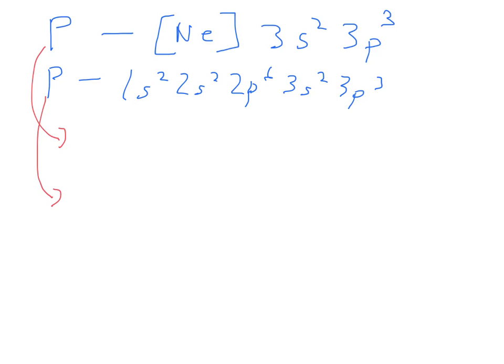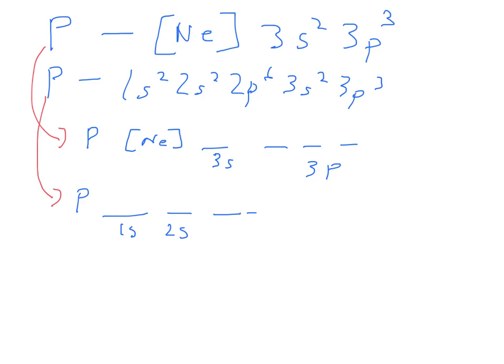I can write my phosphorus orbital diagram as either neon, 3s, 1, 2, 3, 3p, or I can write it 1s, 2s, 2p, whoops, being ahead of myself there, 3s, 1, 2, 3, 3p. Let's do the orbital diagram notation first.